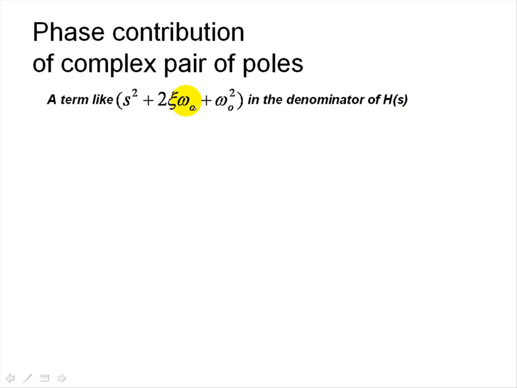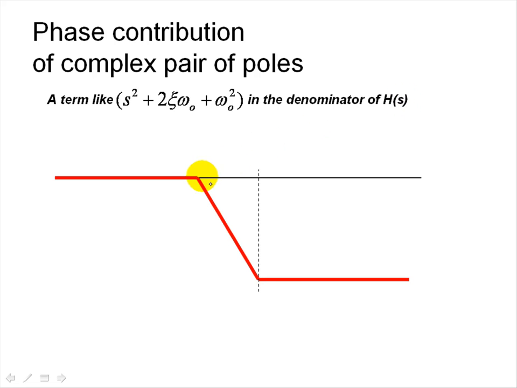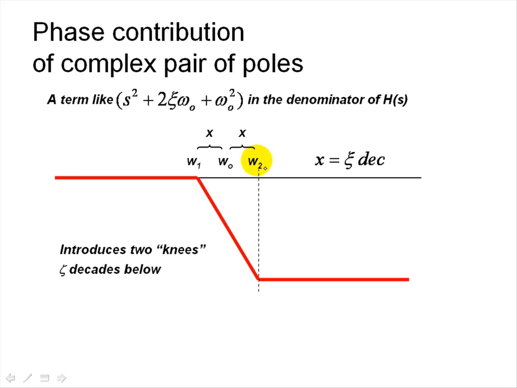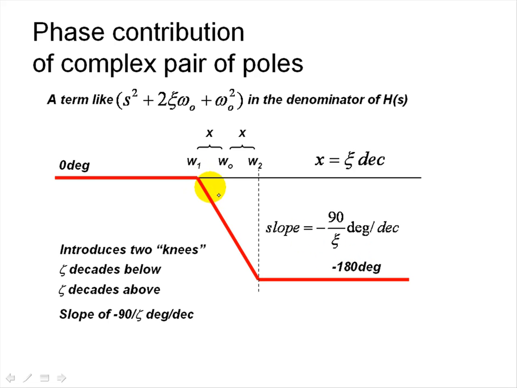A quadratic term like this in the denominator of the H of s also introduces two knee points at omega 1 and omega 2, and they are equidistant to the undamped frequency omega naught. But how far from it? Omega 1 is less than a decade below omega naught, and omega 2 is less than a decade above omega naught. They are only z decades from omega naught. As it goes from 0 to minus 180, the slope also depends on z. It is minus 90 divided by z degrees per decade.